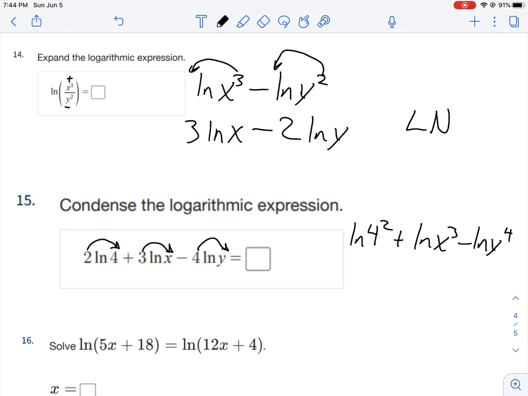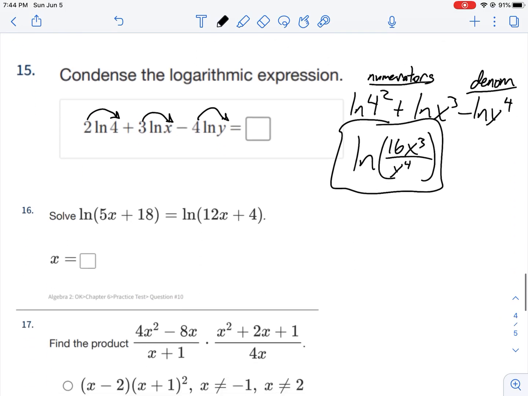Now, anything that's a positive log, numerator. Anything that's a negative log, denominator. So, if it's a positive log, numerator. Negative logs, denominators. This is the natural log of 4 squared is 16, x cubed. Those are up top because they are positive. Y to the 4th is in the denominator because it is a negative log. Done.